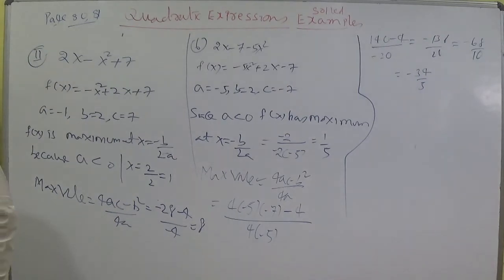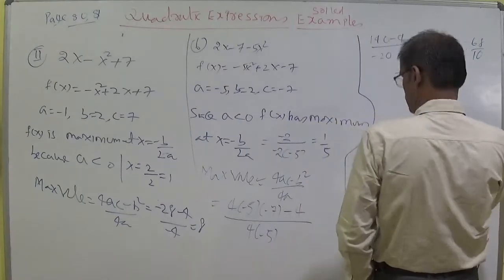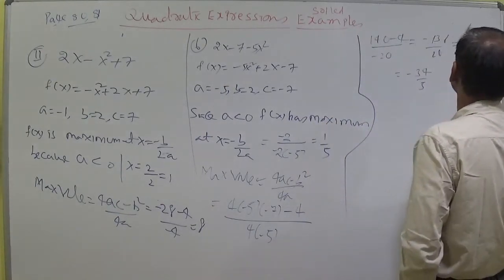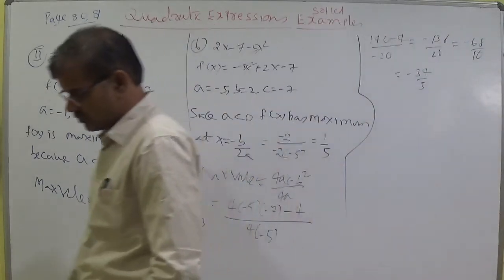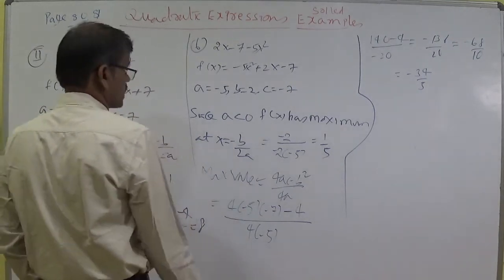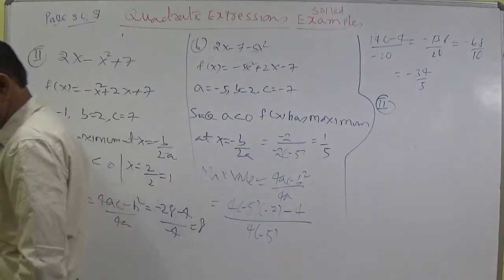Yeah, minus 34 by 3, he got 4 into minus 5 is right. x is equal to 1 by 5. Maybe we made a mistake, no problem. We can discuss the second sum, which depends upon the same concept.